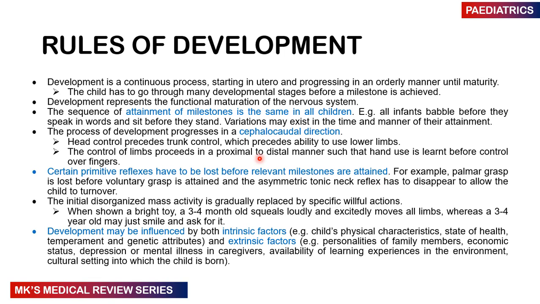Then there are certain primitive reflexes that have to be lost before relevant milestones are attained. For example, the palmar grasp should be lost before a voluntary grasp is attained, and the asymmetric tonic neck reflex has to disappear to allow the child to be able to turn over. Then the other rule is that the initial disorganized mass activity is gradually replaced by specific willful actions. For example, when you show a child a bright toy at 3 to 4 months, they're going to squeal very loudly, they're going to be excited, and their limbs are moving. Whereas when you show a 3 to 4 year old child, they'll just smile and maybe ask for the toy. So these things usually change as the child is developing.